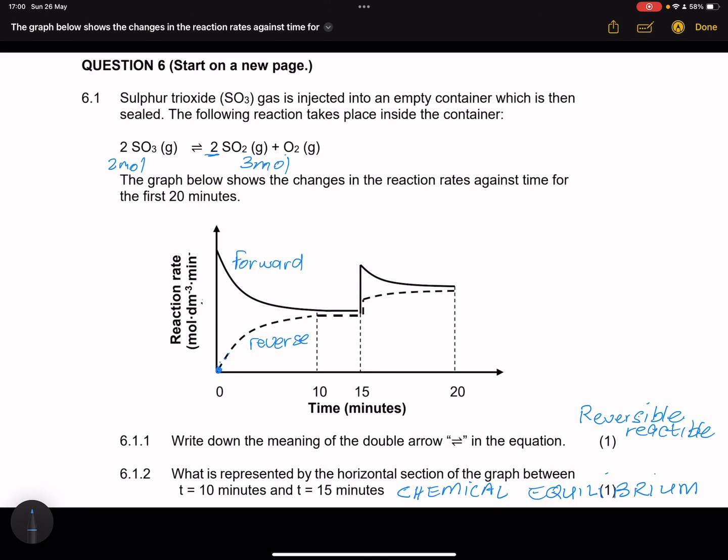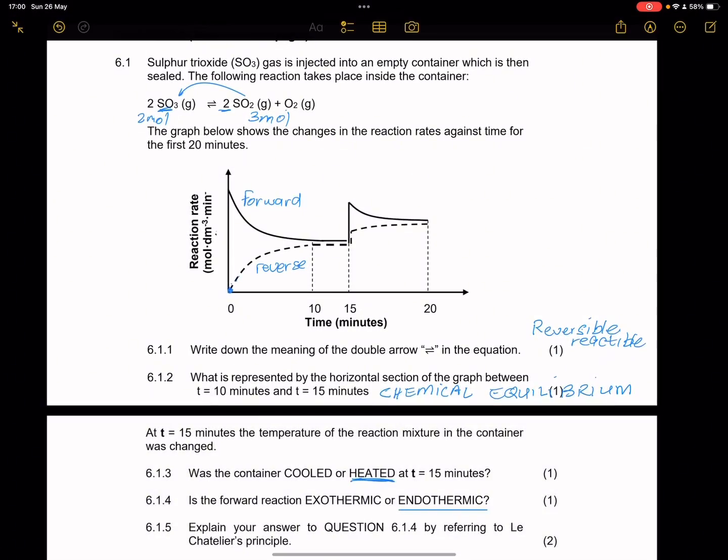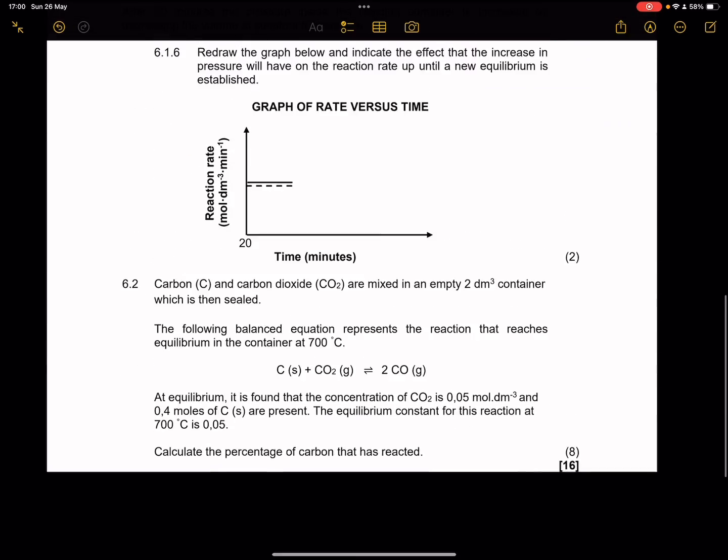So now, what will happen? If I increase the pressure, making the space smaller, I will actually favor the reverse reaction, right? So, yes, both reaction rates are going to increase, but the one that will surge the most will actually be the reverse reaction. And the reason for that is that we've got a smaller amount of gas on the left-hand side, on the reactant side.